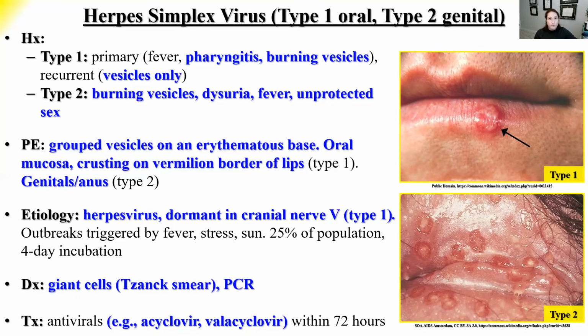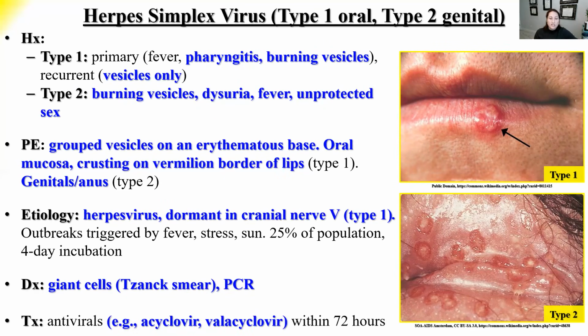On type 2, with their first outbreak, burning vesicles on the genitalia, dysuria, fever, and a history of unprotected recent sex. There's about a 4-day incubation period. So you want to look through that sexual history. Grouped vesicles on an erythematous base. That's important, and I'm going to repeat that. Grouped vesicles on an erythematous base. This is the descriptor of herpes simplex virus. If it's on the vermilion border, which is the outline of the lip there, we call that type 1. If it's on the genitals or the anus, we call it type 2.